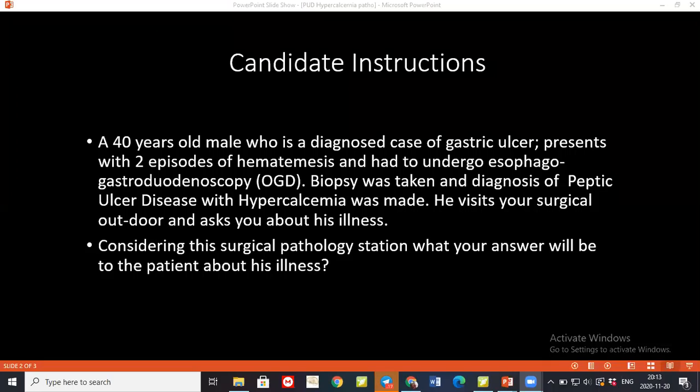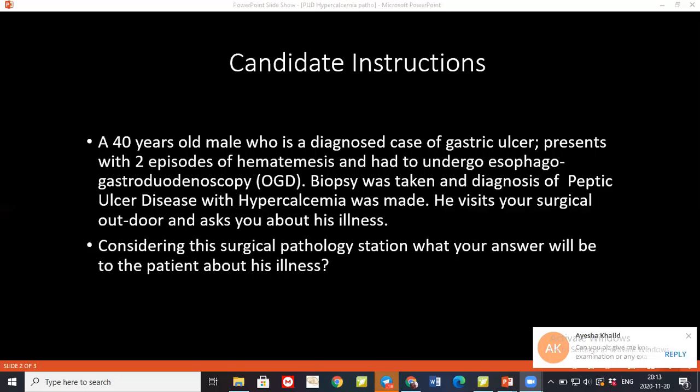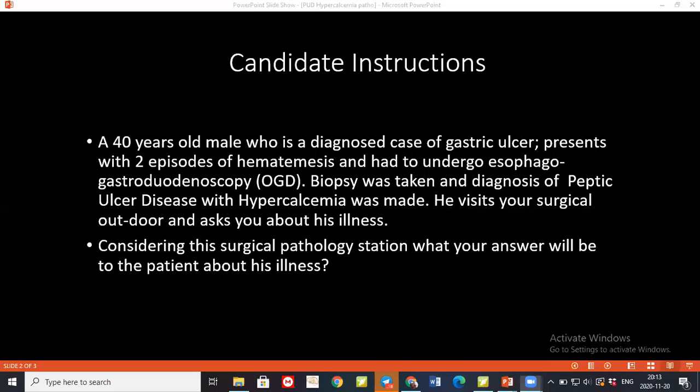This patient had 2 episodes of hematemesis. Can you tell me why the patient had hematemesis? Due to the ulceration, which leads to erosion of the blood vessels. What is an ulcer? An ulcer is a break in the skin or mucous membrane, which leads to loss of the tissue surface and disintegration and necrosis of the tissue.